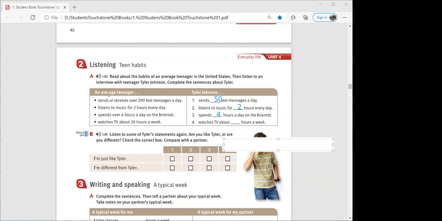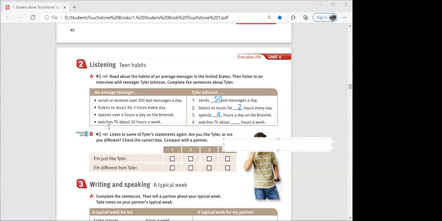The average teenager, si se dan cuenta, you realize here we are using the third person. That's why it's with S. You see the verbs? All the verbs are with S, so you need to pay attention to that too.